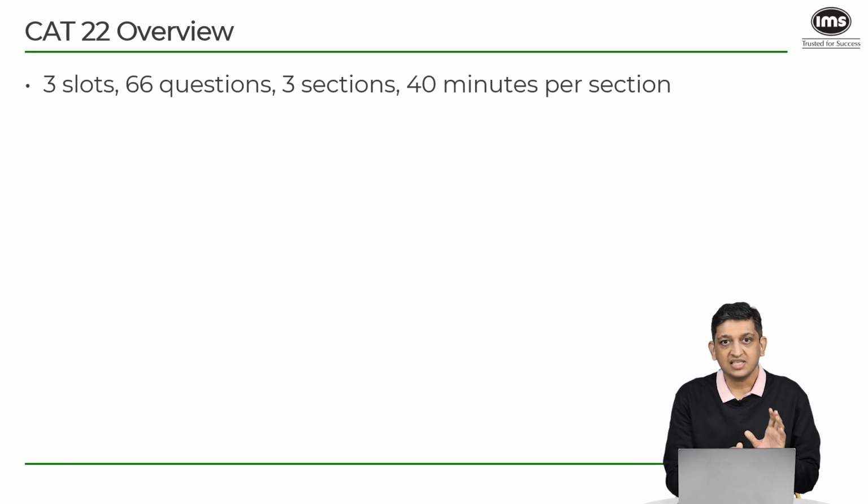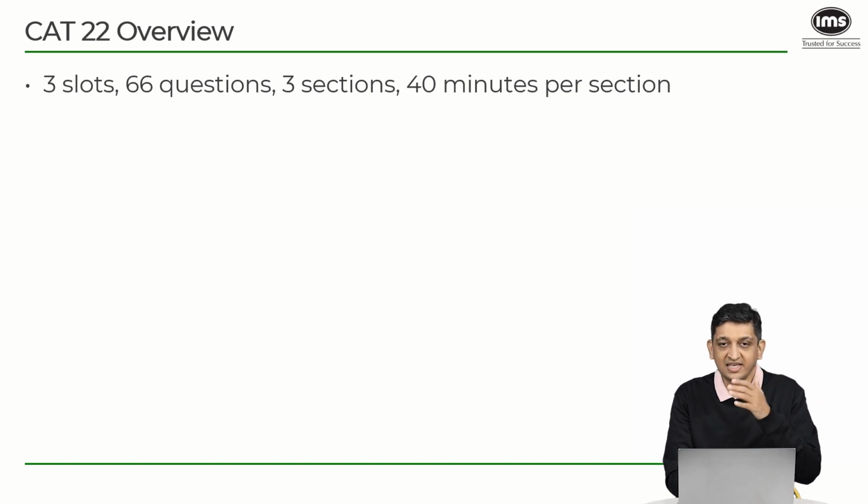Now these 3 sections are timed. You will have to attempt the first section in a certain amount of time, 40 minutes in this case, followed by the next section, 40 minutes again for the second section, and 40 minutes for the third section. Even if you finish the first section in say 30 minutes, you will not be able to utilize the remaining 10 minutes in any other section.